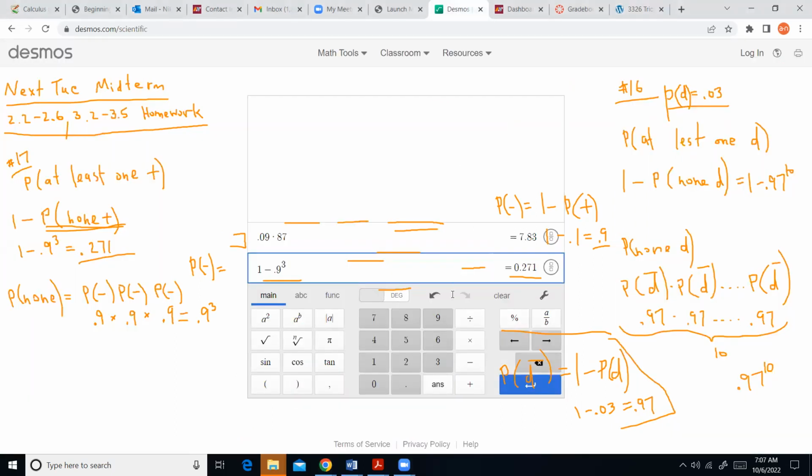It's analogous, just different numbers. So 1 minus 0.97 raised to the power of 10. And here's the chance that you get at least one defective. That's 0.2625. Well, I guess a few digits is enough. So the chance that a batch of these CDs will be rejected is found.